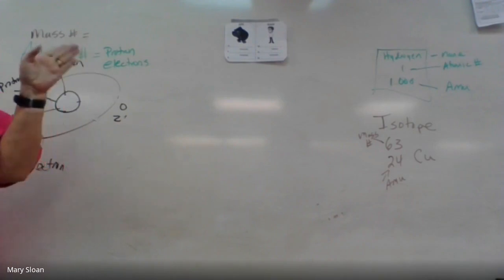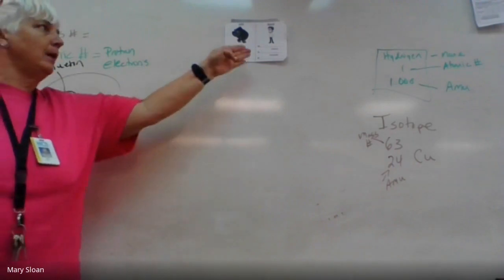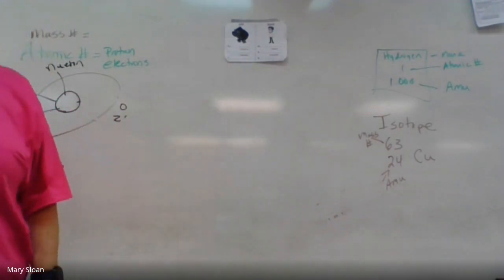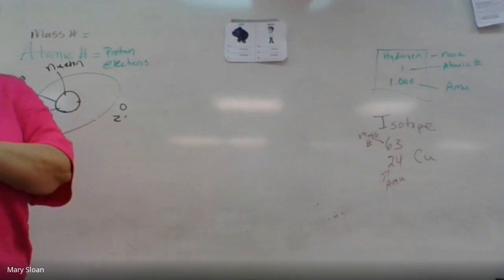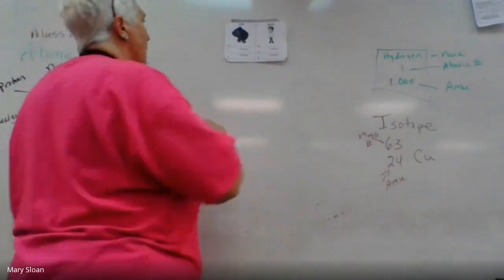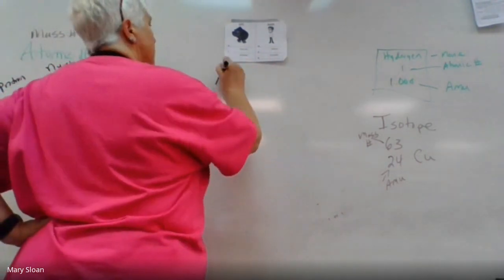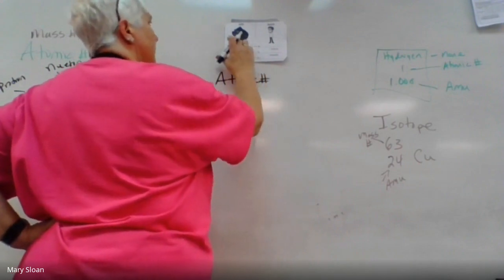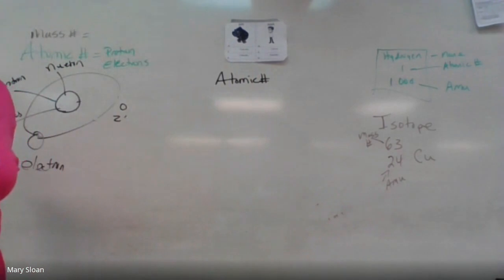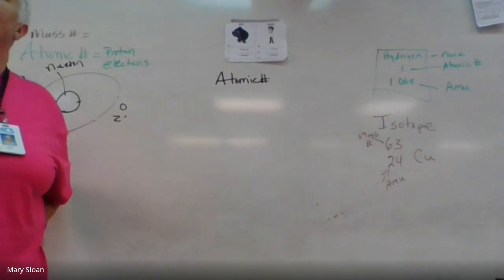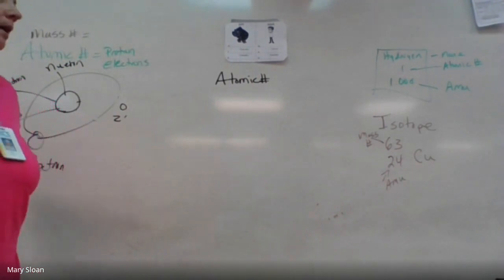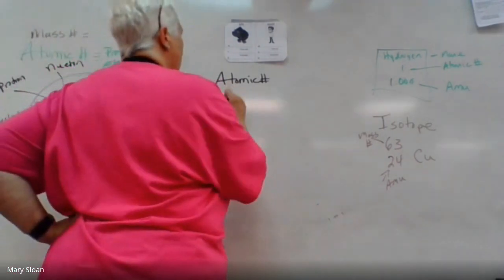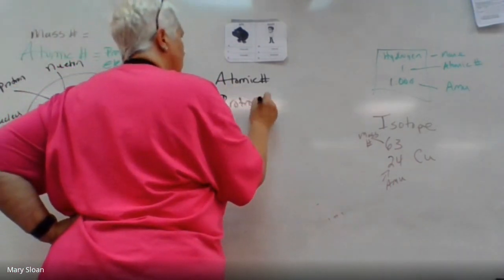Okay. So on our paper, we have ape and we have man. I'm going to write the words we're going to put on here first. Atomic number. That's what you're going to put in the very first block. Write the word atomic number equals protons equals electrons.